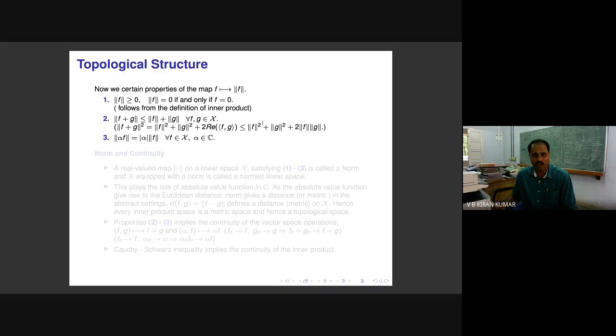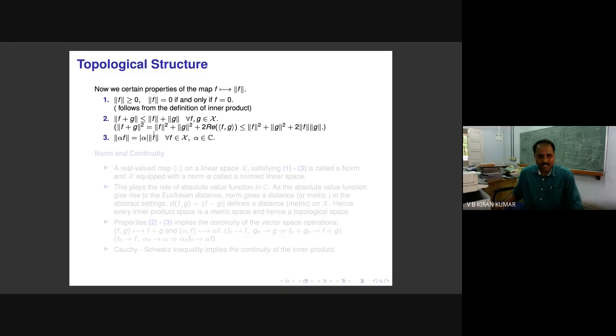So the whole quantity is bounded by norm f squared plus norm g squared plus 2 times norm f norm g. But that is exactly norm f plus norm g all squared. So what we obtain is that norm f plus g all squared is bounded by norm f plus norm g all squared. That means norm f plus g is bounded by norm f plus norm g for all f, g. So this is the triangle inequality. And the last one is very easy. Norm alpha f is mod alpha into norm f for all f.